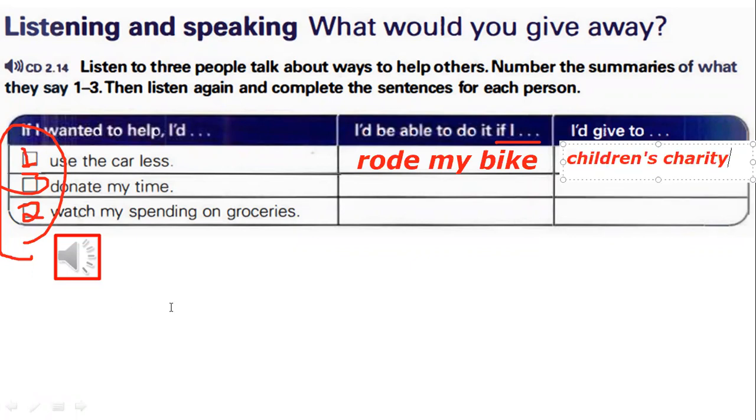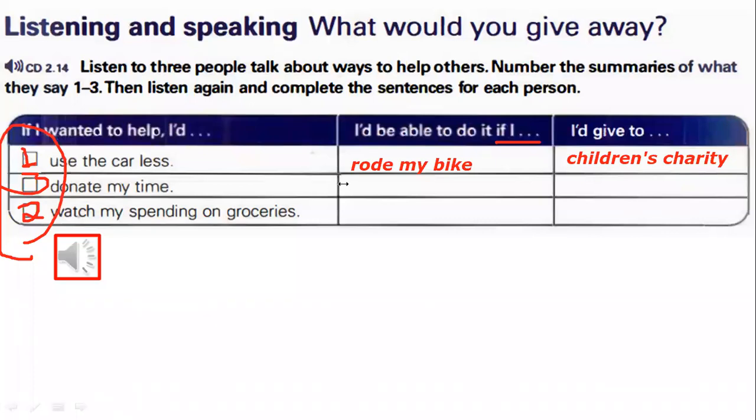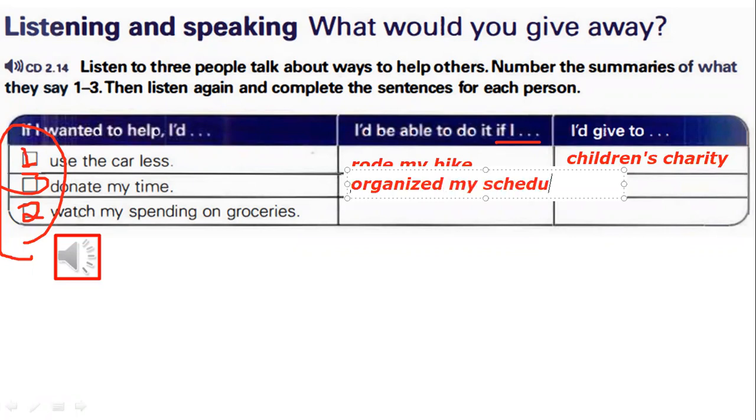Okay. Next, donate my time. If I organize my schedule. Can you repeat again, please? If I organize my schedule. Organize my schedule. Schedule. Is that what you said, schedule? Yes. All right. I give it to.